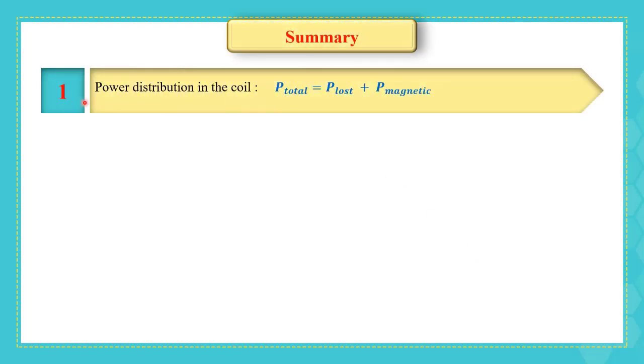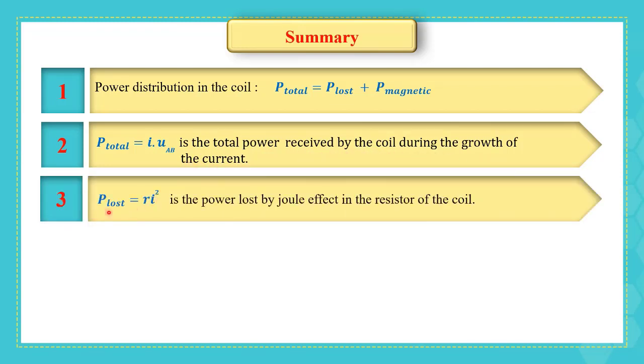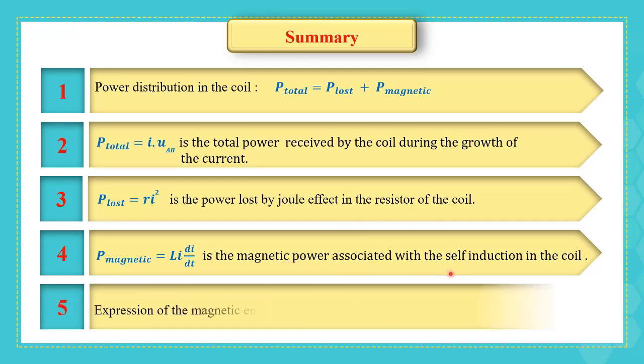Now, as a summary, the power distribution in the coil is as follows: P total equals P lost plus P magnetic. P total equals I U AB, which is the total power received by the coil during the growth of the current. P lost equals R i squared, the power lost by Joule effect in the resistor of the coil, and P magnetic equals L i di over dt, the magnetic power associated with the self-induction in the coil. The expression of the magnetic energy stored in a coil, growth or decay, is W equals half L i squared.